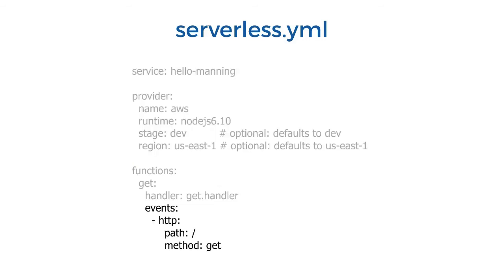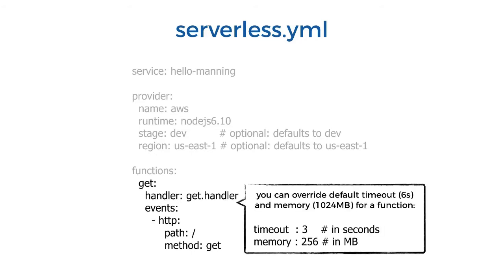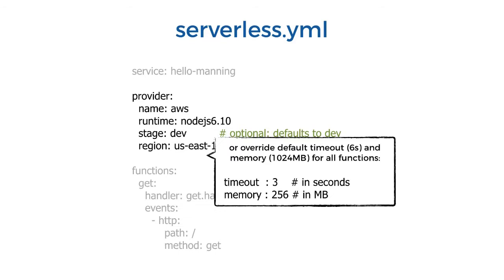You can also add 1 or more event sources for your function in the events section. By default, the serverless framework will configure a function with 1 gig of memory and a timeout of 6 seconds. You can override these default settings by specifying a timeout and memory for a particular function. Or you can override the default for all the functions in this service by specifying timeout and memory in the provider section instead.